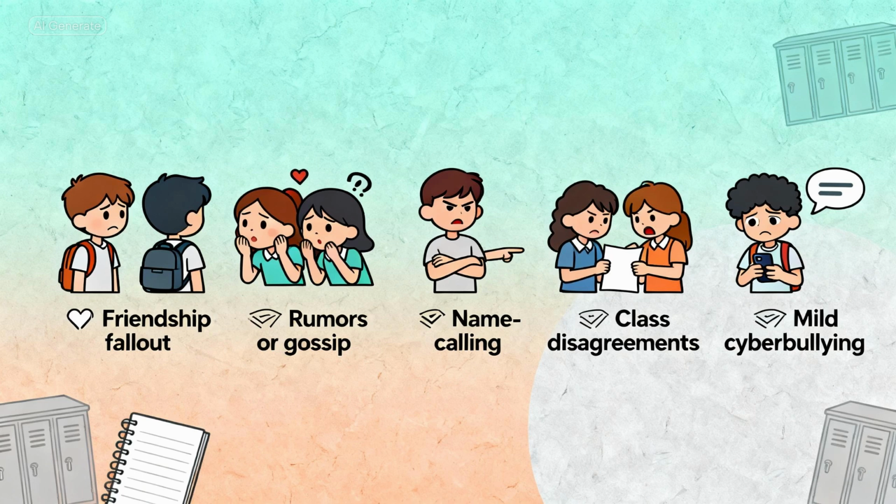Number 2, rumors or gossip. This one is pretty big because it affects one person or 2 to 3. For example, let's take a girl named Emily. She was getting all these rumors that she was cheating on a test, but she actually didn't, and everyone's gossiping about her because of that. A mediation could help those kids figure out why they're doing it to her and find a solution.